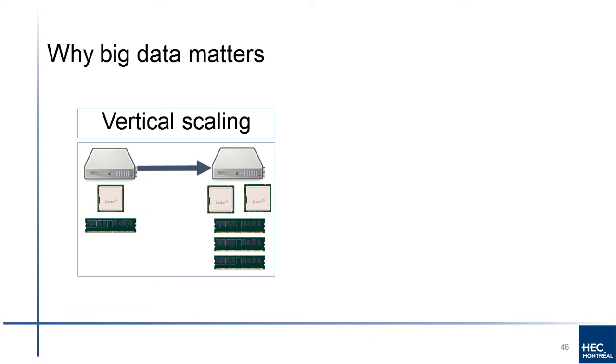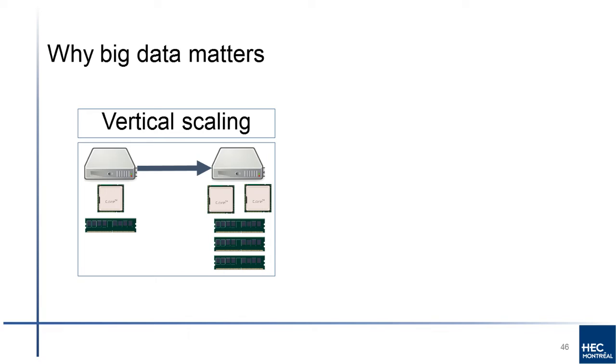Now, why does all of this matter? What's important to remember here is that we're really changing the paradigm of how we work. In the past, when we had more data to manage, or data coming in at a faster rate, we would do what we call vertical scaling. Vertical scaling is the fact that we take a computer, and if we need more capacity in the computer, we add capacity to that computer.